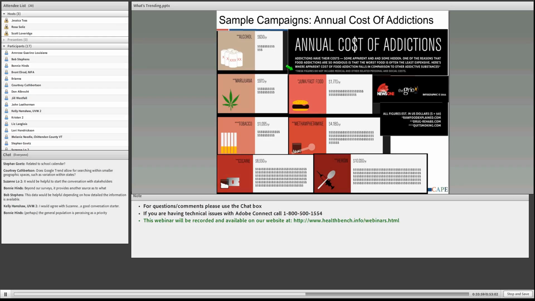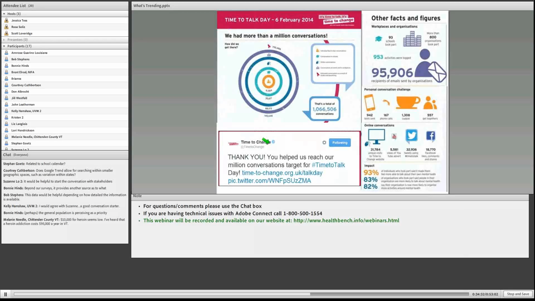But again, same thing as the Google Trends, a lot of really great visual metrics and information pieces. There's a lot of great infographics like this that go around social media that can be great conversation starters. If you're from an area that has rising use of heroin, it's a high cost, and if there's one thing that gets people talking, it's certainly money.